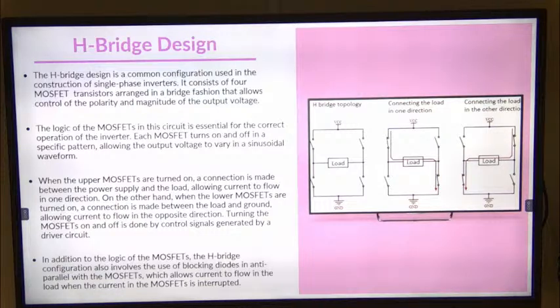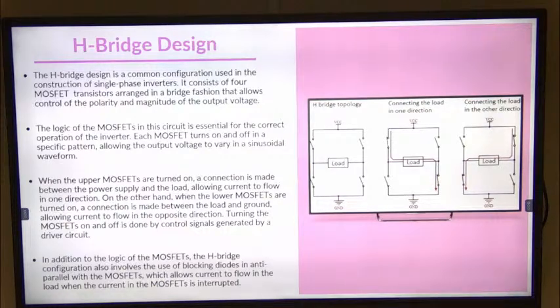When the upper MOSFETs are turned on, a connection is made between the load and the power supply, allowing the current to flow in one direction. On the other hand, when the other two MOSFETs, the lower part of the MOSFETs, are on, there is a connection made between the load and the ground, allowing the current to flow in the opposite direction. Turning these MOSFETs on and off is done by control signals, which are generated by a driver circuit.